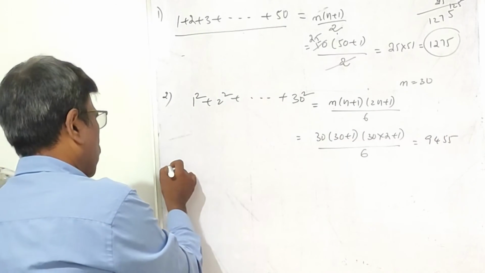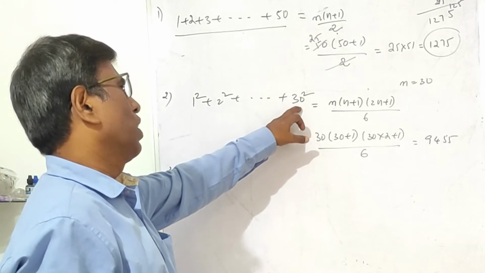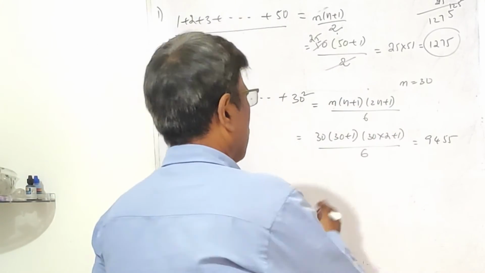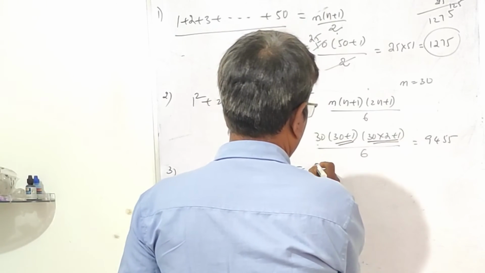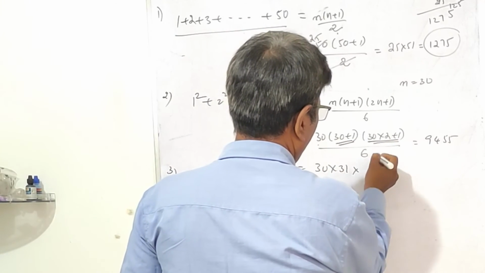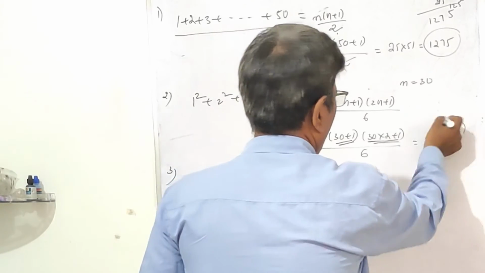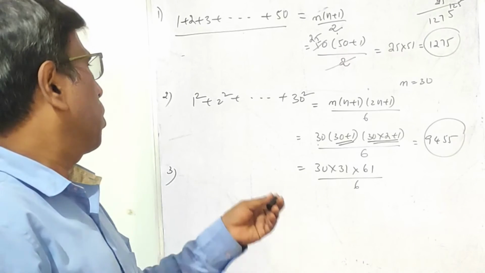So this is about the second question. What is the second question? 1 square plus 2 square and so on up to 30 square. And n into n plus 1 into 2n plus 1 by 6, where n is replaced by 30. 30 into 30 plus 1, this is 61. On simplification, 30, 31 into 61 by 6, after cancellation we will get 9455. So this is about the second question.